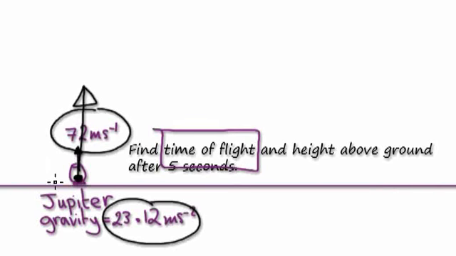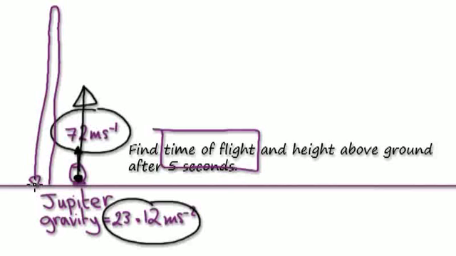Now, time of flight is the time that the cannonball is in flight. So it will reach its maximum point here, and then it will free fall down back to the same level. So the time of flight is this total time here.